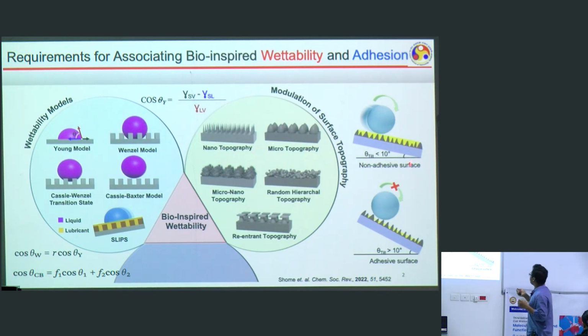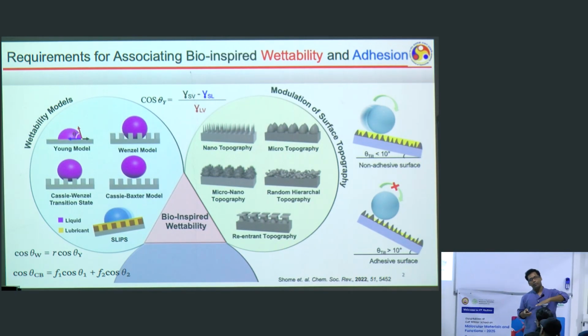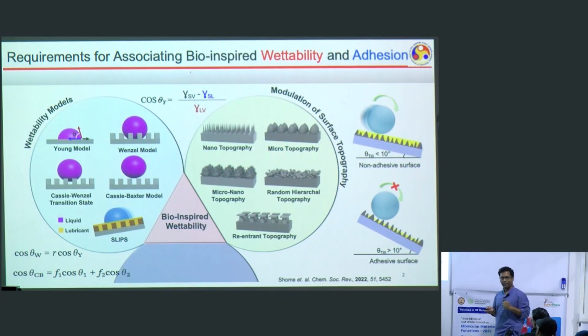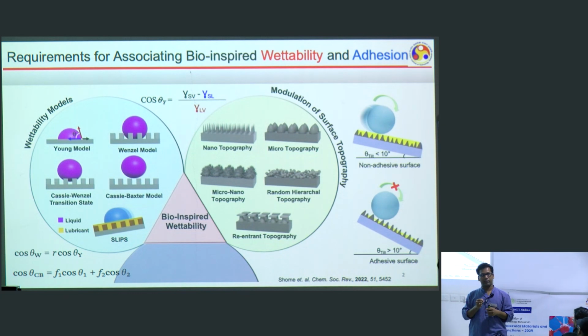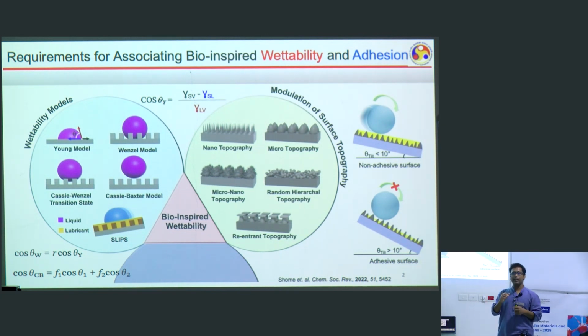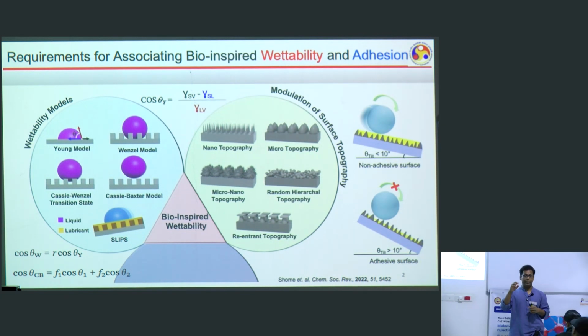And as I said, the technical definition of non-adhesive interfaces is that the tilting angle has to be less than 10 degrees, and for adhesive, superadhesive interfaces, it has to be more than 10 degrees, right? Another equivalent term is contact angle hysteresis, and that doesn't really work for the sessile droplet. It's for the pendant droplet.